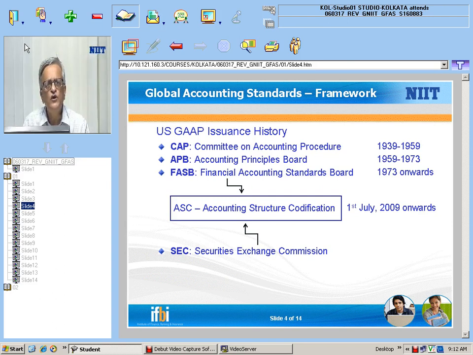And as I already told you, SEC is the regulator of the capital market in the United States. This is the market regulator, the Securities Exchange Commission. So today, whatever US GAAP is there, the Accounting Standards Codification, ASC, is the single source of all the US GAAP. Everything comes from the codification.